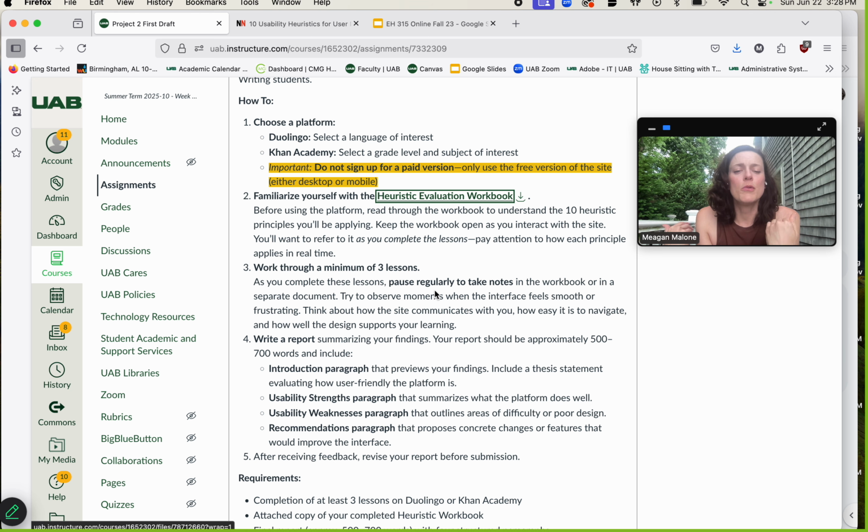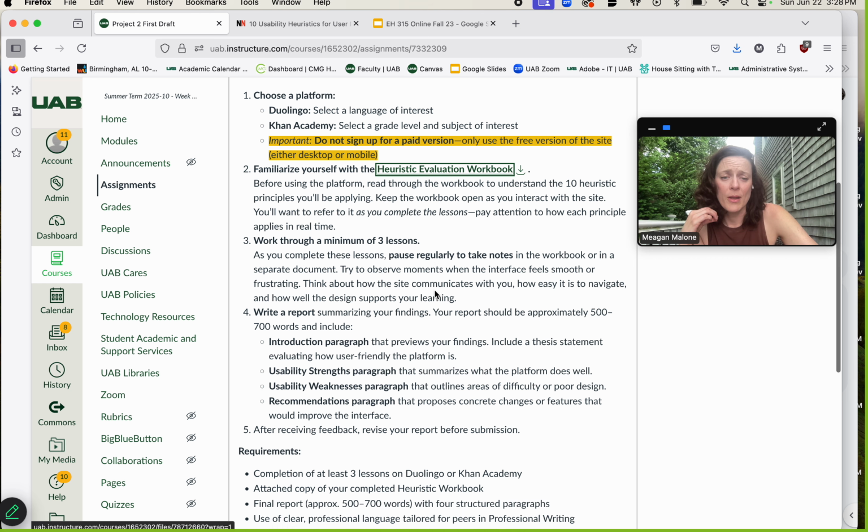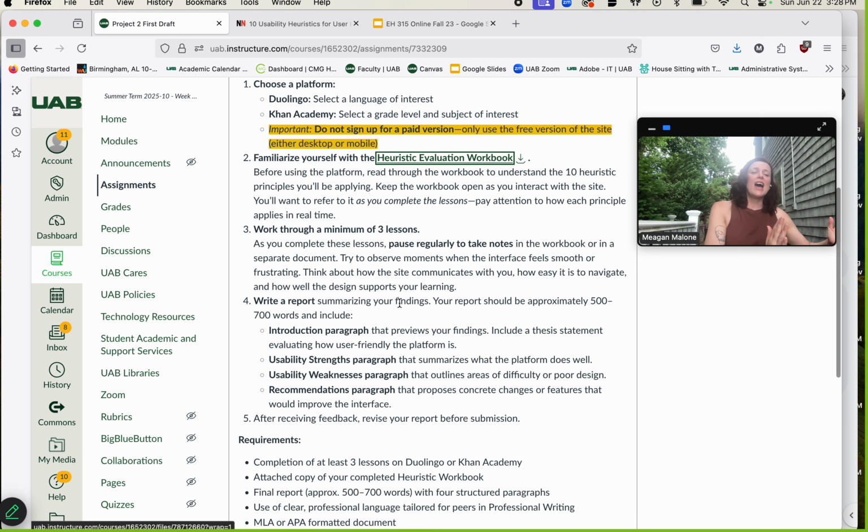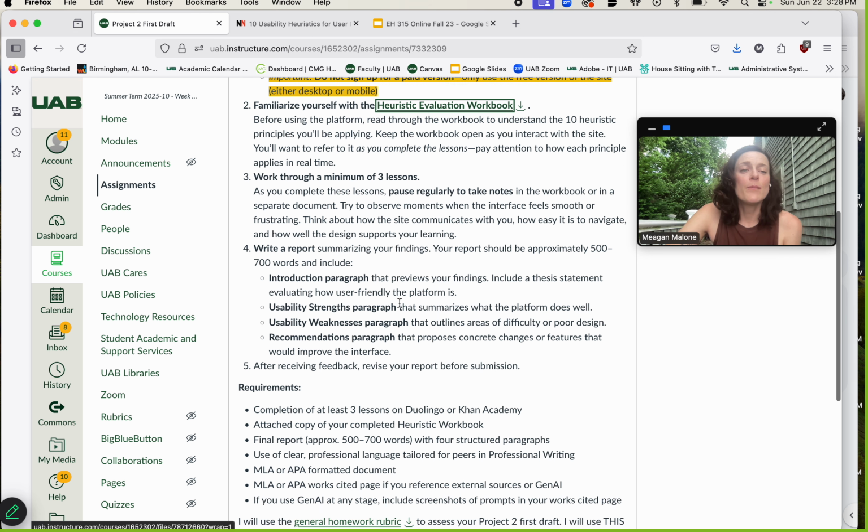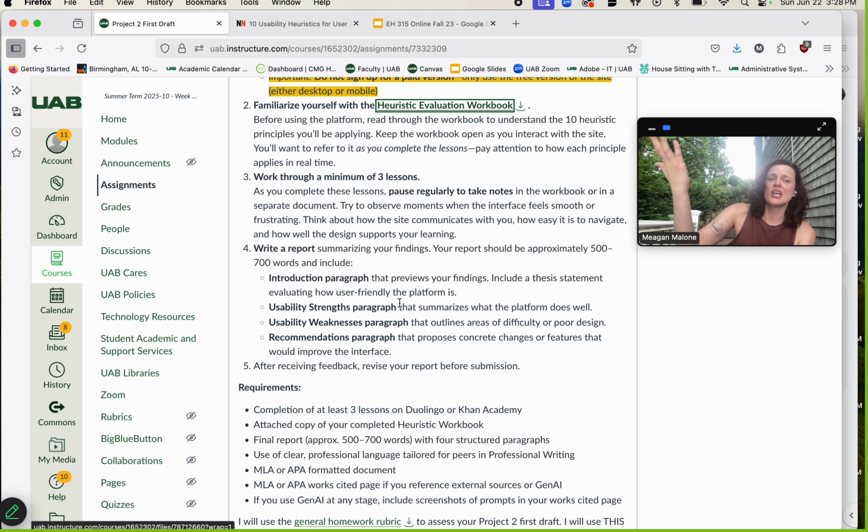Think about how the site communicates with you, how easy it is to navigate, and how well the design supports your learning. Then once you have all of that, that is the basis for a report that you are going to write. That's between 500 and 700 words. And I do not need this to be elegant or beautiful. I would like you to use principles of clear and concise writing that you learned in week 2. But remember, a first draft is a first draft. I can comment on that for the second draft.